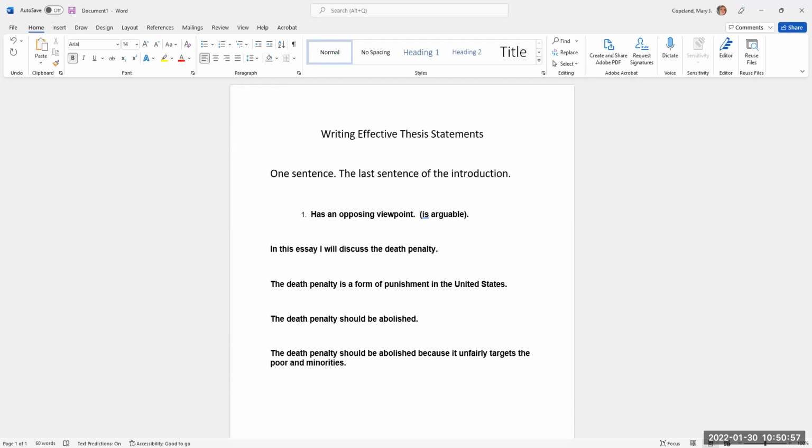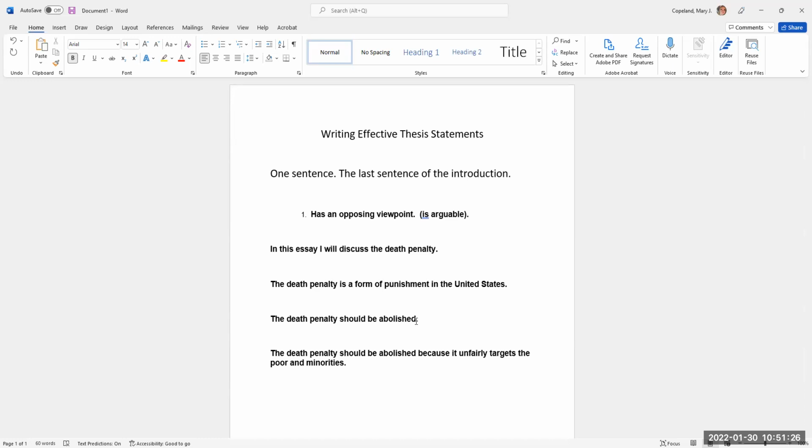Okay, now I know what the focus of the paper is really going to be about. You're going to be talking about discriminatory practices in our justice system that specifically relate to poor people or minorities. So this thesis statement right here would really be a solid thesis. I know the direction of the paper.